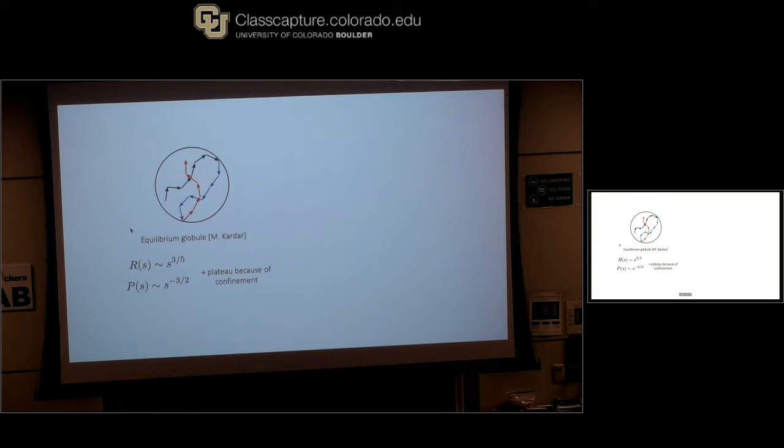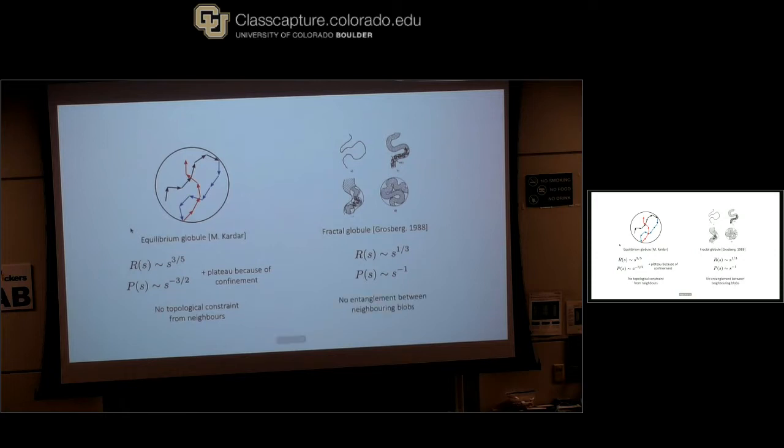What we want to describe next is the situation where we have constraints. It's like the fractal globule, where the polymer collapses onto itself at all scales and is not entangled locally, meaning you have some blobs that are self-repulsive in some sense. This scales with s to the power minus 1 and s to the power 1/3, and this is what we try to investigate later.